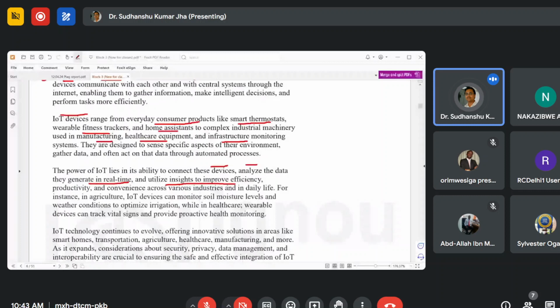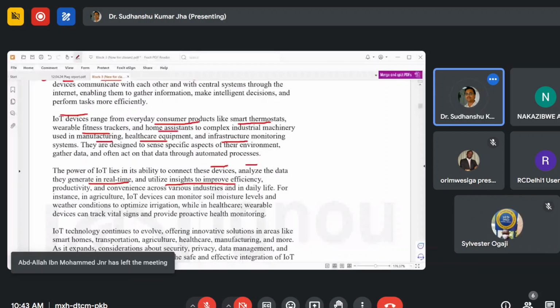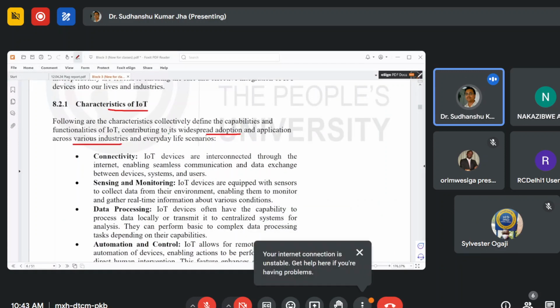So the following are the characteristics of the IoT, and the IoT is contributing to widespread adoption and application in various industries. Everywhere nowadays, you may find IoT enabled devices nearby, in every aspect of society.